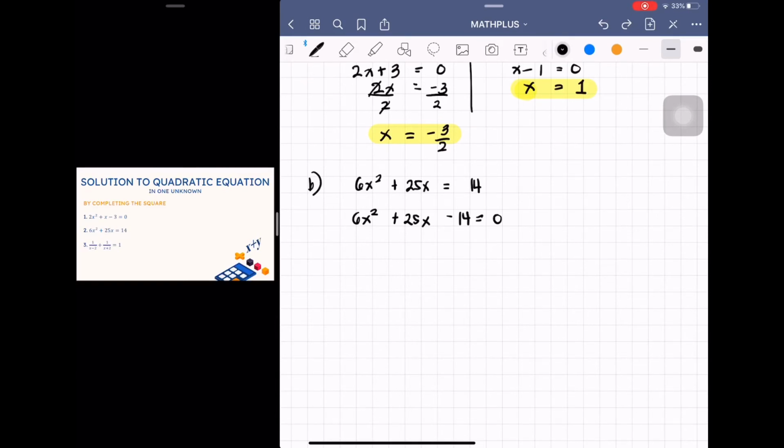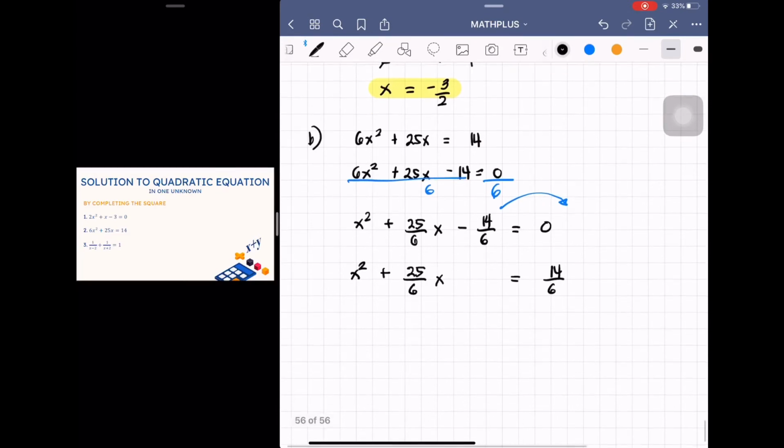First and foremost, we have to divide both sides by 6. As a rule, that will make the quadratic term's coefficient equivalent to 1. In that sense, that will be x squared plus 25 over 6x minus 14 over 6, and that will keep the right side still equivalent to 0. Next thing to do is transpose your constant to the right. So that will create x squared plus 25 over 6x, leave a space, equal to positive 14 over 6.